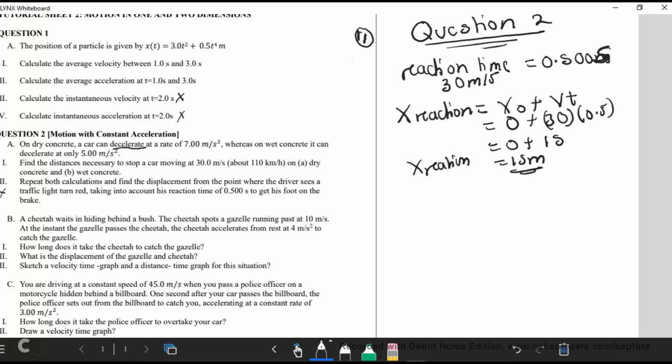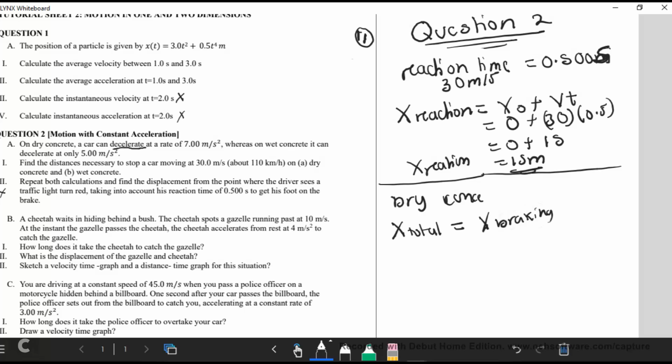Now if you remember properly, the question is saying that you have to calculate the total displacement on the concrete from the braking up to the reaction point. So what I'm supposed to calculate here is the total displacement on the dry concrete. So how are you going to do that? You're supposed to say x total is equal to x braking plus x reaction.